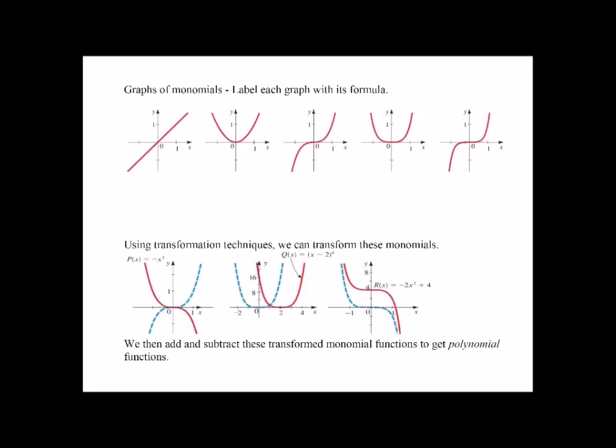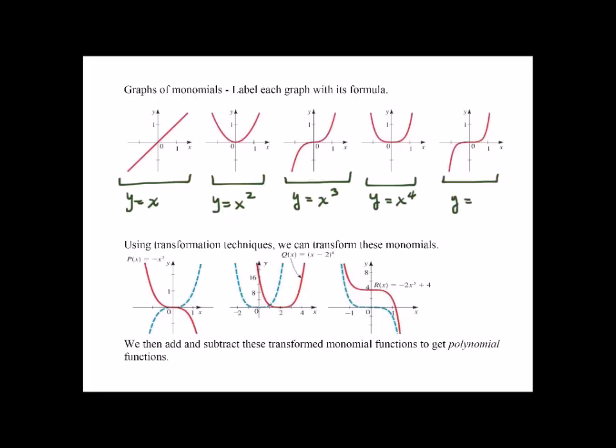It turns out that all polynomial functions look somewhat like one of those 5 pictures shown here. These are graphs of monomials. For example, this first one is the graph of y equals x, which is a line. The second one is y equals x squared, the well-known parabola shape. The third is y equals x cubed. The fourth is y equals x to the fourth. And the fifth is y equals x to the fifth.